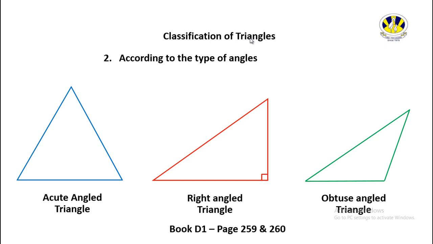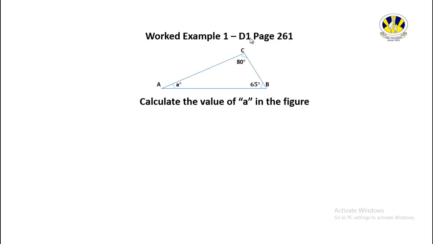Now let's solve problems involving the properties of triangles. We are going to do the worked example in your textbook, page number 261. There is a triangle ABC. Angle ABC is 65 degrees. Angle BCA is 80 degrees. And angle BAC is A degrees. You are requested to find the value of A in the figure.